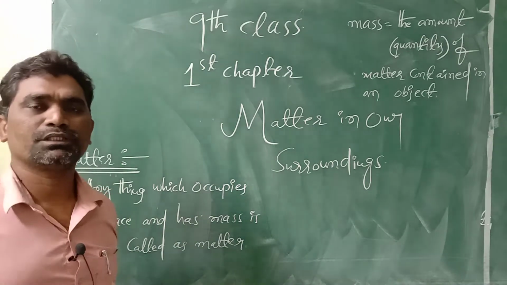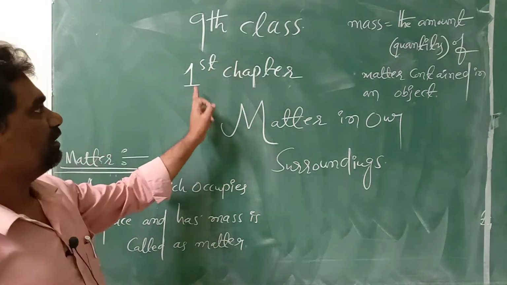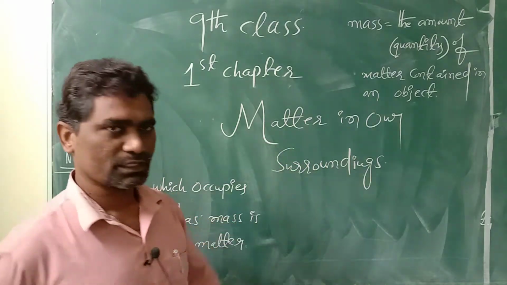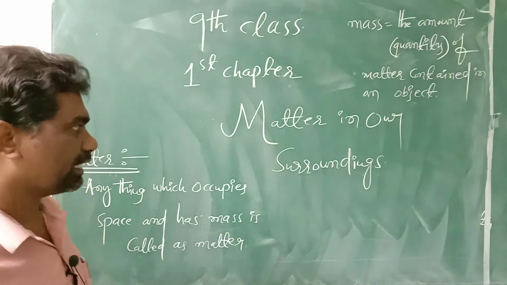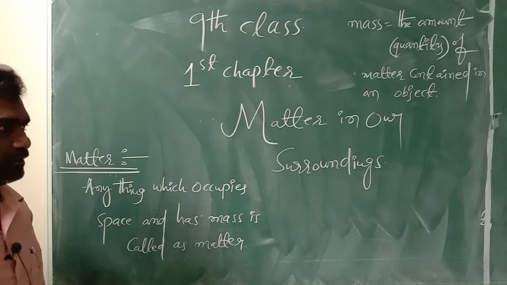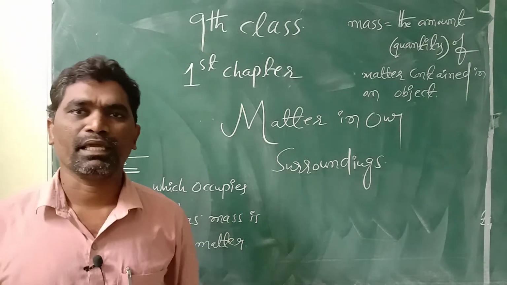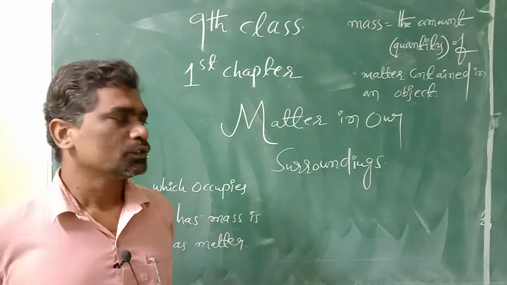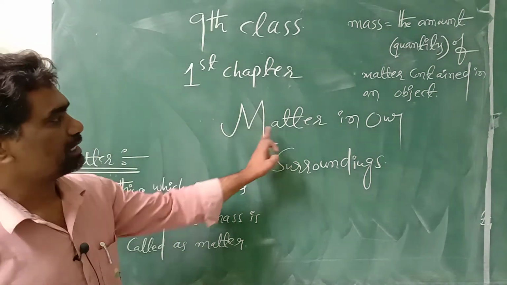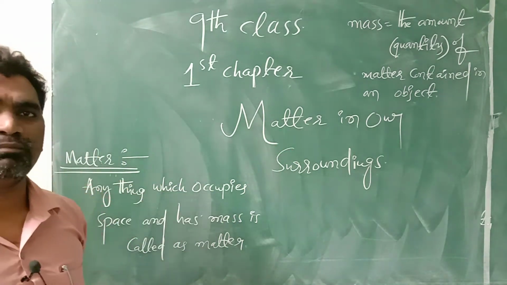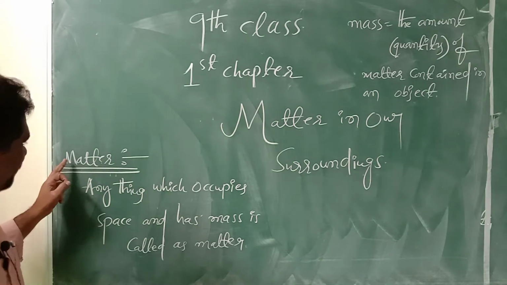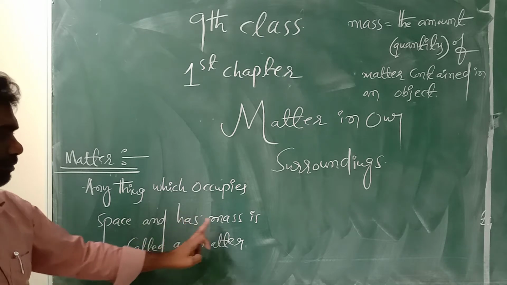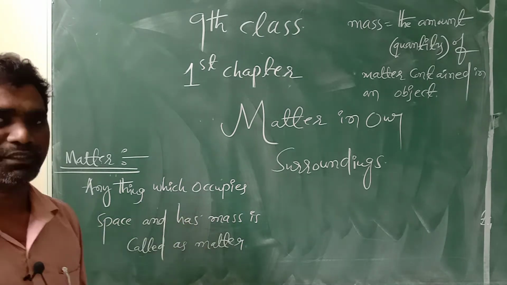CBSE syllabus 9th class, first chapter name is Matter in Our Surroundings. Everything around us is matter. First of all we will discuss matter. What is the definition of matter? Anything which occupies space and has mass is called matter.